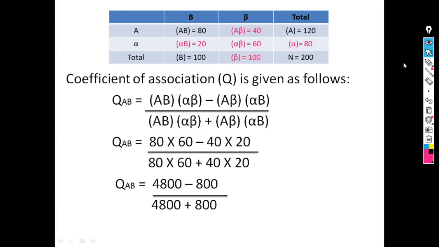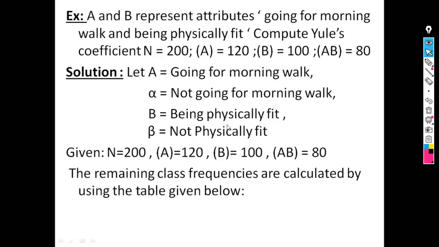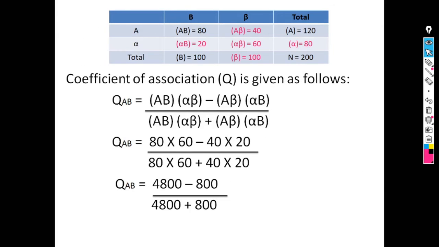So the formula of Yule's coefficient of association is Q of AB is equal to AB into alpha beta minus A beta into alpha B divided by AB into alpha beta plus A beta into alpha B. Some frequencies are given. So for calculating Yule's coefficient of association, we have to calculate the missing frequency. Missing frequencies can be calculated by using this table.